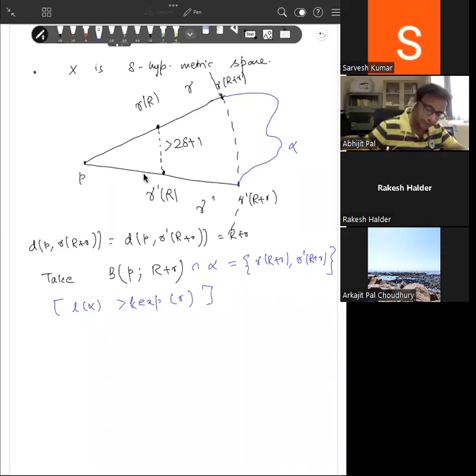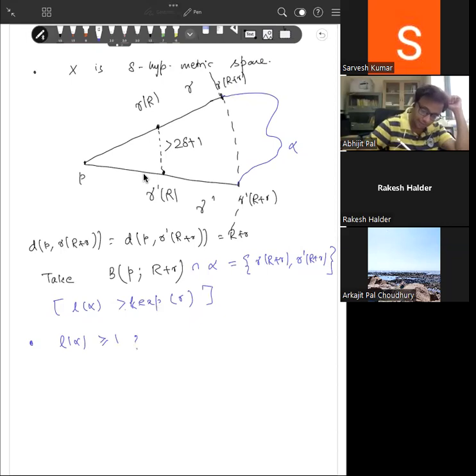Now you have this diagram. The first observation is that the length of alpha is always greater than or equal to 1. Why is this true? Alpha is a path lying outside this ball, and the first claim is that the length of alpha is greater than or equal to 1. So why is this true?